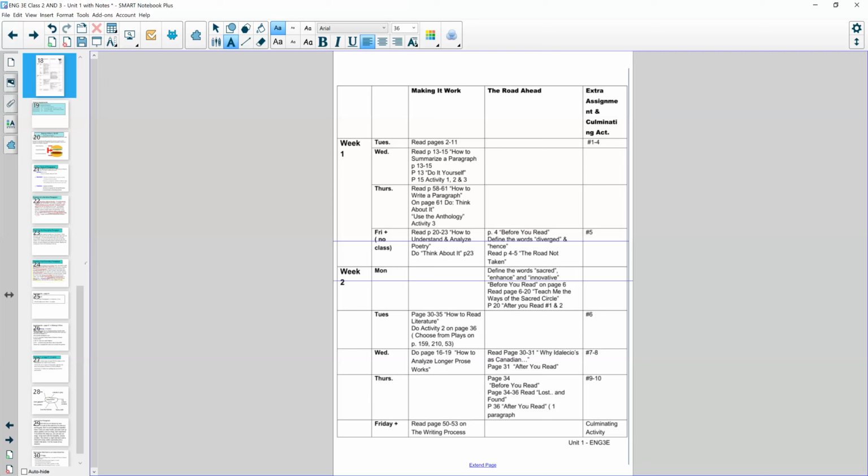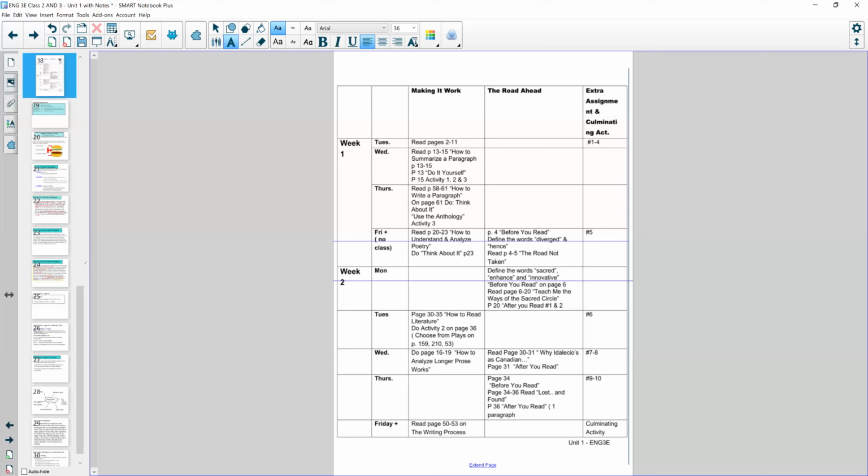On Monday, we're working out of The Road Ahead. Take the time to define the words sacred, enhance, and innovative. Do the before you read on page 6. And then pages 6 to 20 is a little play called Teach Me the Ways of the Sacred Circle. It's really lovely. I think you'll really enjoy it. And then page 20, after you read, the assignments number 1 and number 2. That would be a great thing to get ahead of.